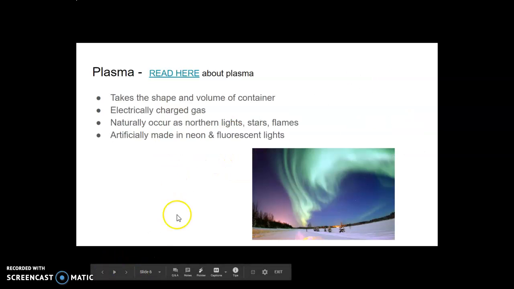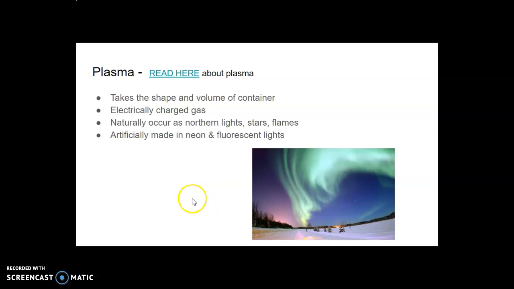Okay. Lastly, this is your last slide for today. Plasma. Click here to read about plasma. We are so lucky here in Alaska. We get to see one of the coolest plasmas ever, the Northern Lights. Again, plasma, like a gas, takes the shape and volume of its container.